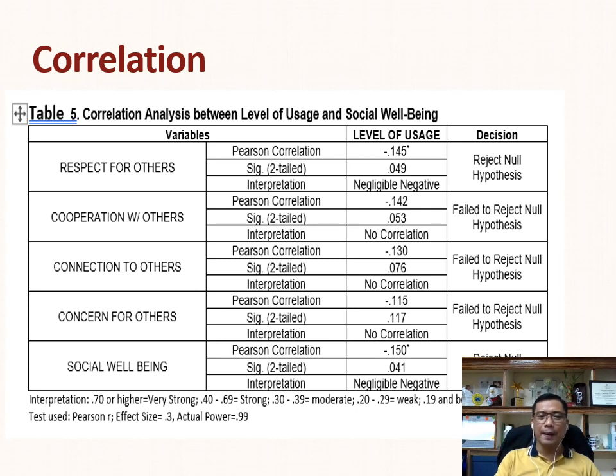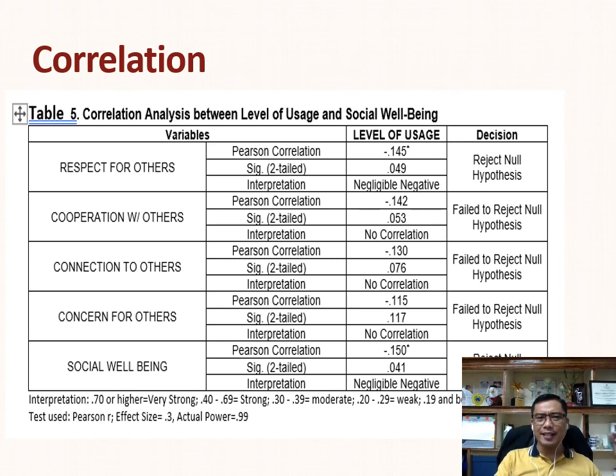Same with this case, 0.041 is less than 0.05, therefore reject the null. And when you say reject the null, you are saying that there is a significant relationship between, in this case, social well-being versus level of usage. Another is there is also a significant relationship between respect for others and level of usage. Whereas in the rest, there is no significant relationship.